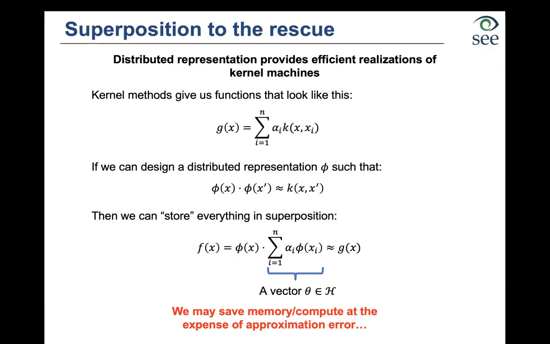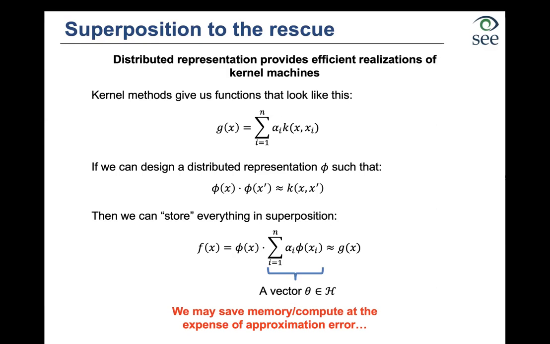They look like weighted combinations of kernels centered at our training data. If we can design a distributed representation of finite dimension such that dot products between the distributed representations approximate our underlying kernel, which as we've seen we do all the time already in VSAs, then instead of explicitly storing these data points, we can store them in superposition by bundling together their weighted embeddings. What this means is that we can express an approximate variant of this kernel machine as a dot product between a vector of weights and an embedding of a data point in this finite dimensional HD space.